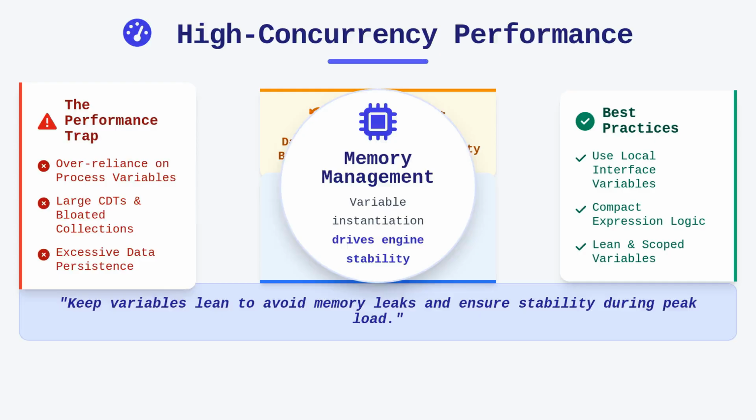Performance in high concurrency environments requires a disciplined approach to process design, specifically regarding the variables we instantiate. Every active variable, especially large objects like CDTs or collections and process variables, consumes memory in the execution engine. Developers often fall into the trap of over-relying on process variables when local variables in an interface or a compact expression calculation would suffice. To avoid memory leaks and degraded performance, you should keep process variables lean and scoped to their actual requirements. When a process runs, the system keeps the state of these variables in memory, so unnecessary data bloat directly translates to longer wait times and potential system instability during periods of peak load.